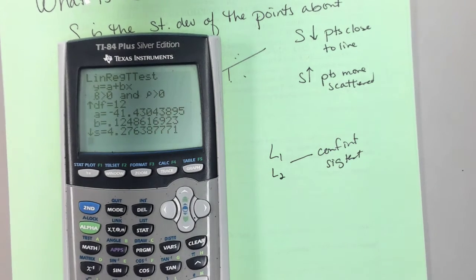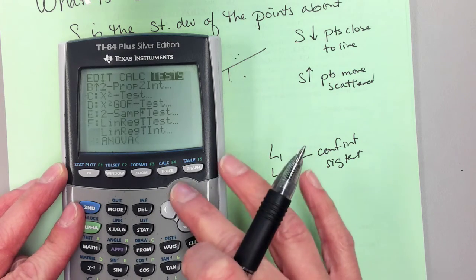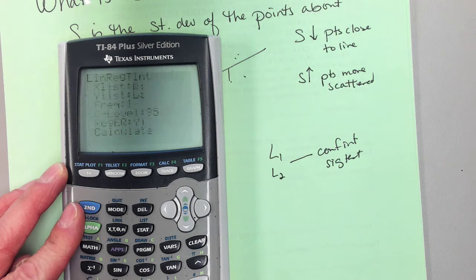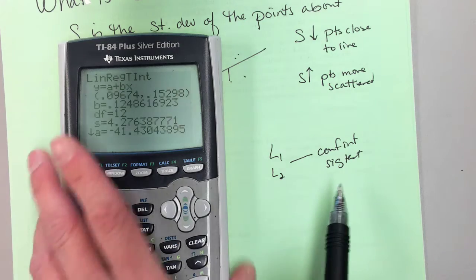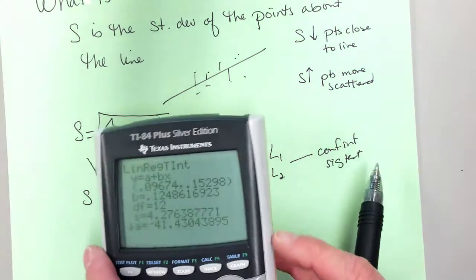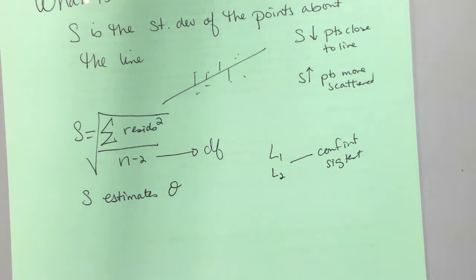Done. You would only be asked to do it on a calculator. You aren't going to be asked to do it by hand. You can also find it if you do your confidence interval, the LinRegTInt. All of that should look good. There's your S. So that's talking about the variability about the line. We're at 4.27. That's kind of low. So that means that our points are really consistent around the line.